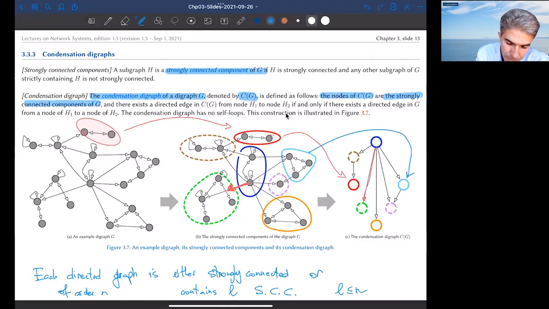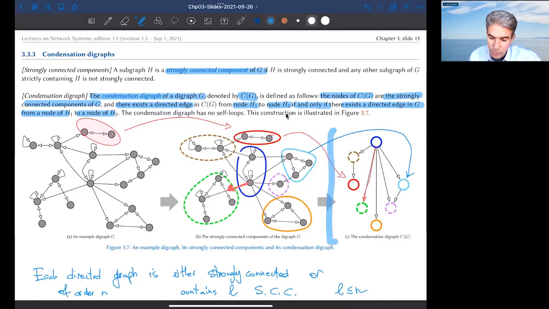And moreover, I need to define the edges. Here I say there exists a directed edge if and only if there exists a directed edge from node capital H1 to node capital H2. So remember, the nodes of the condensation are subgraphs of the original graph, right? There exists an edge in the condensation from a subgraph to another subgraph, actually from a strongly connected component to another strongly connected component, if and only if there exists a directed edge in G from a node of H1 to a node of H2. It doesn't matter which one.